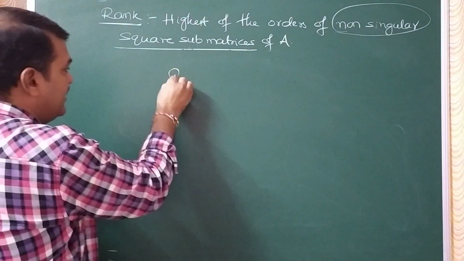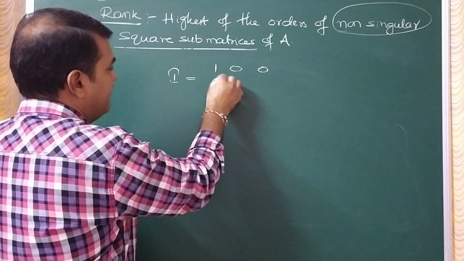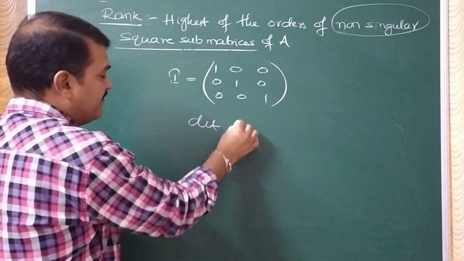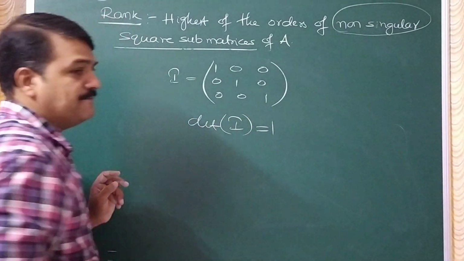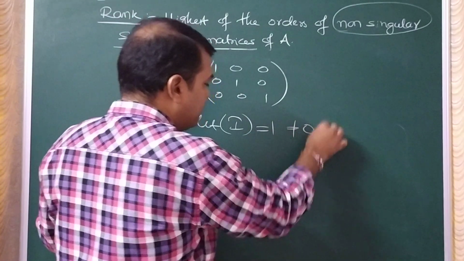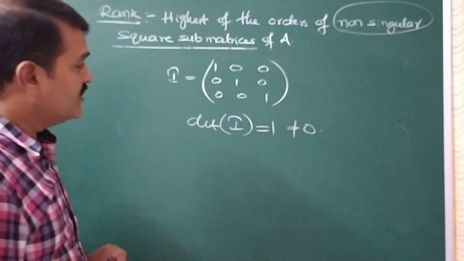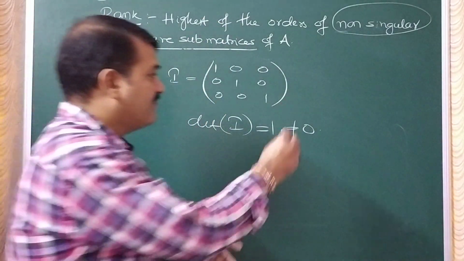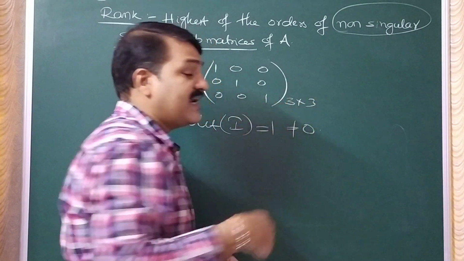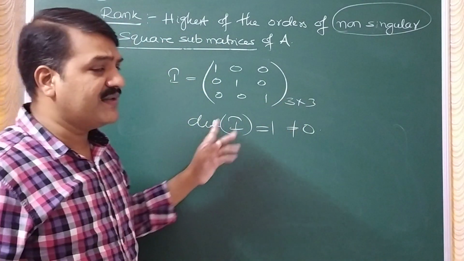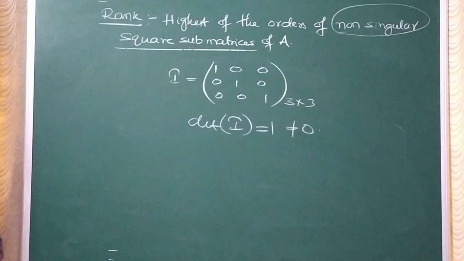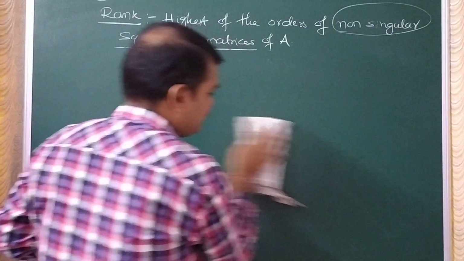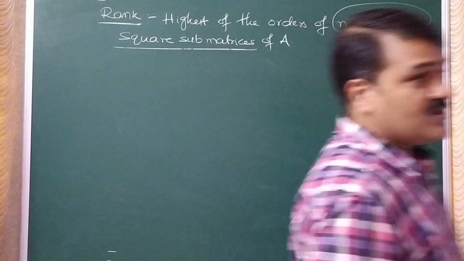If I take a unit matrix like this, what is the rank of this? Determinant of any unit matrix is 1, so any unit matrix is non-singular. Therefore, for any unit matrix, rank is its order, because for any unit matrix, determinant is not 0. For any unit matrix, rank is the same as its order. Okay. So next.